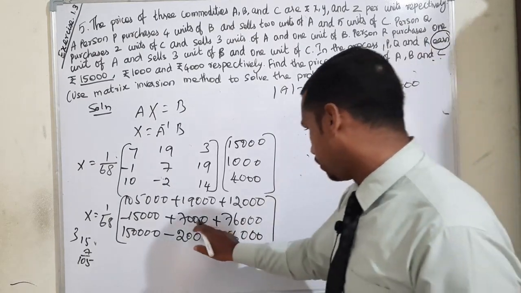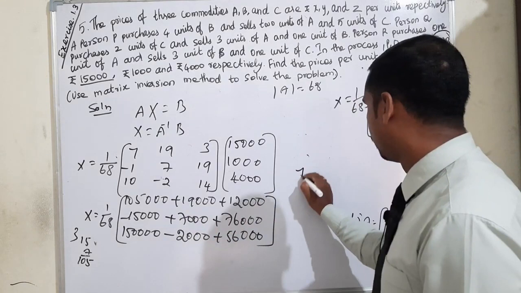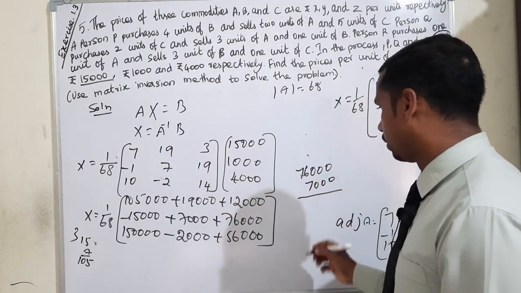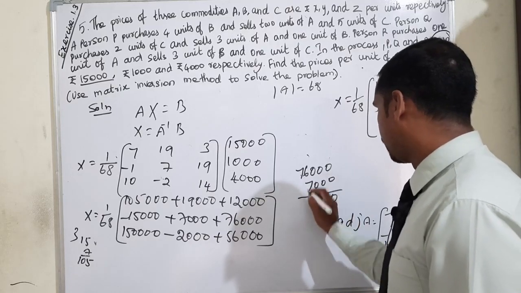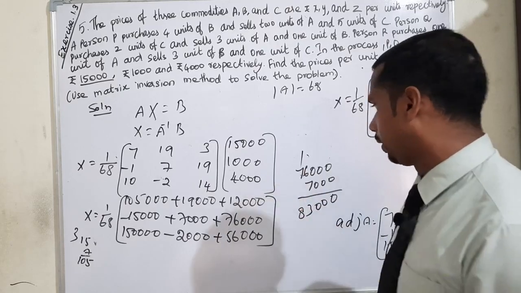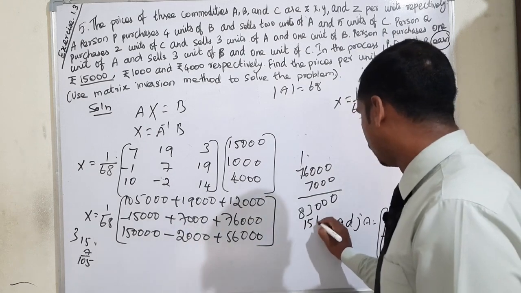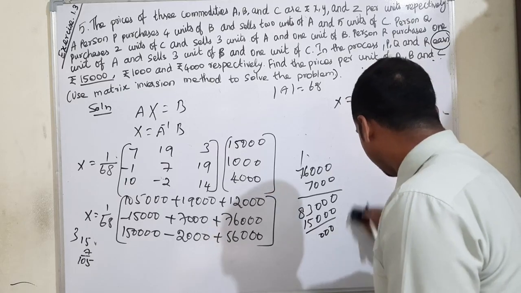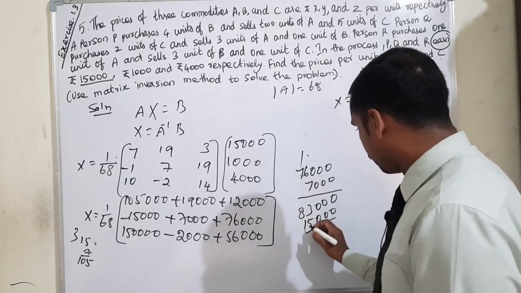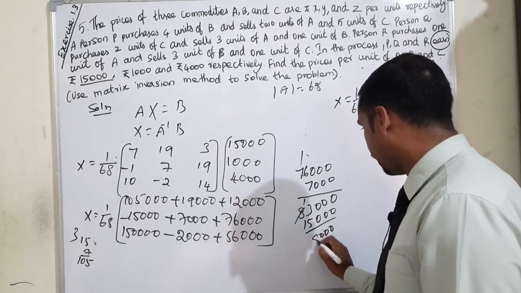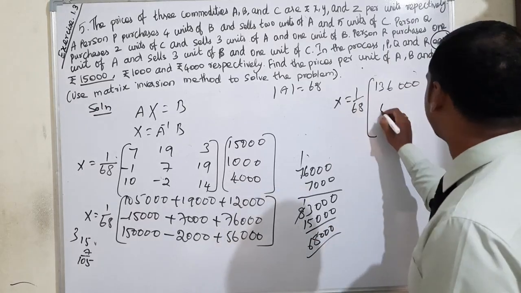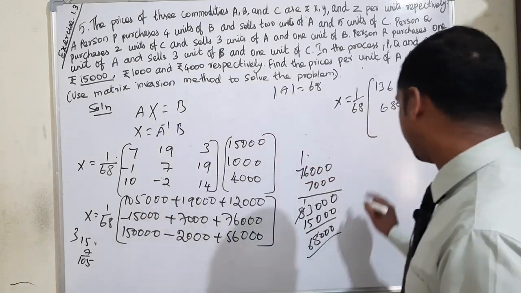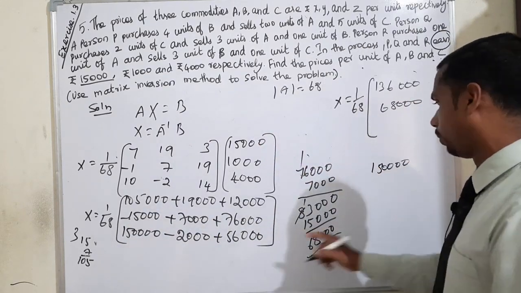Next, positive values 76 and 7: 76,000 and 7,000. 0, 0, 0, 7 plus 6, 13, 1. So 83. Then minus 15,000. 0, 0, 0. So 13 minus 5 means 8 will come. 7 minus 1, 6, so 68,000. Third one, 15 plus 56. So 15, 4, 0.